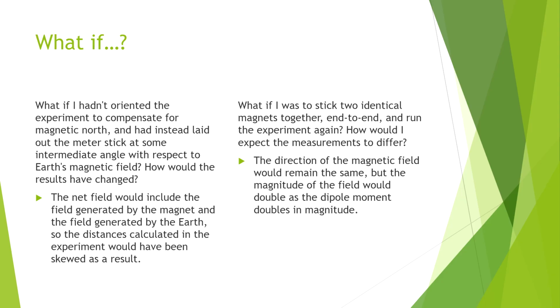What if I hadn't oriented the experiment to compensate for magnetic north, and had instead laid out the meter stick at some intermediate angle with respect to Earth's magnetic field? How would the results have changed? Because the net field now includes both the magnet and the Earth, the distances calculated in the experiment would have been skewed. Additionally, what if I stuck two identical magnets together and repeated the experiment? In that case, the direction of the magnetic field at any given point would remain the same, but the magnitude of the field would double as the magnetic dipole moment would double.